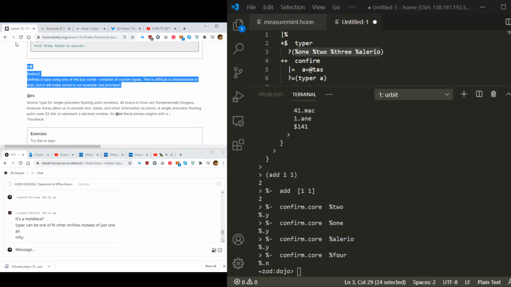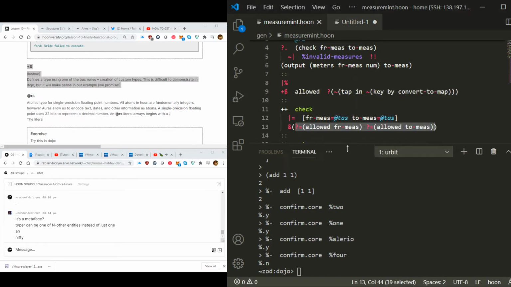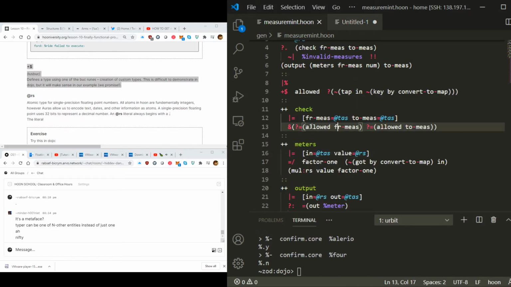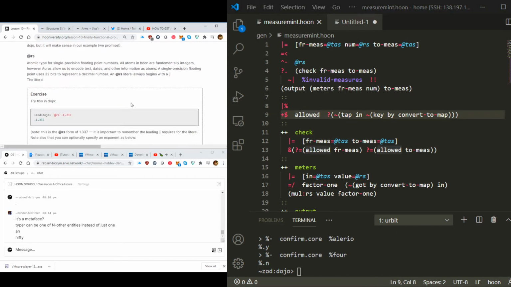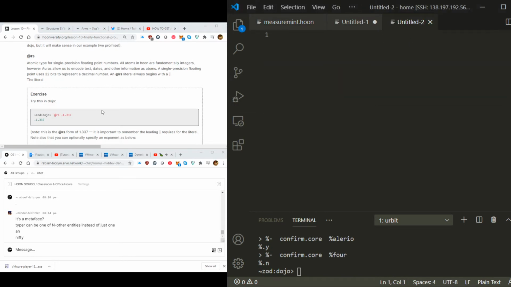So long and the short is we will be using LessBuck, and we can just show this. We will be using LessBuck to do two things. First of all, we've created a structure called allowed, and that is up here. Oh, I forgot that I changed this code. Let's look at it.